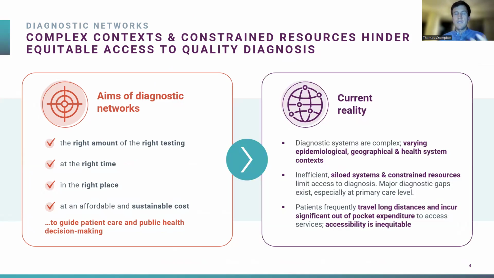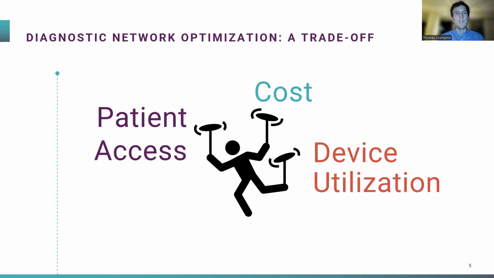And so what we see in the current reality is that it's not always that simple. There's varying epidemiological contexts, health system context, geographical context, as well as in some places some inefficient and siloed health systems with, as many of us know, constrained resources. And we also know that in many countries, patients travel long distances and incur significant costs to access these diagnostics, and it's not always equitable. So we're really trying to solve some of these problems using optimization.